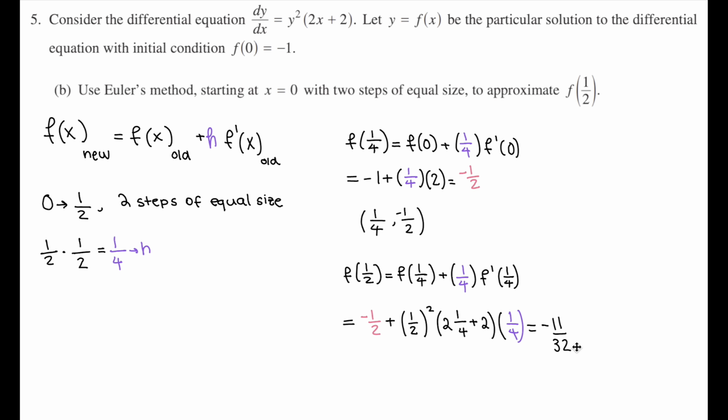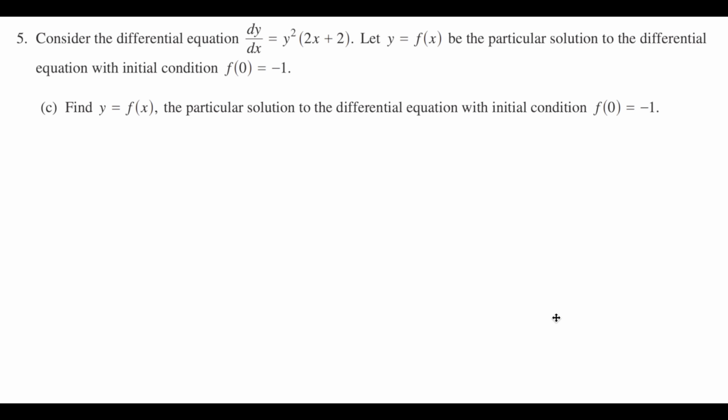Again, about the scoring. So this is a 2-point problem. 1 point is for showing Euler's method with correct steps, and another one for the correct final value. If your math is slightly off, but if your method is solid, you can still earn a point for this part.